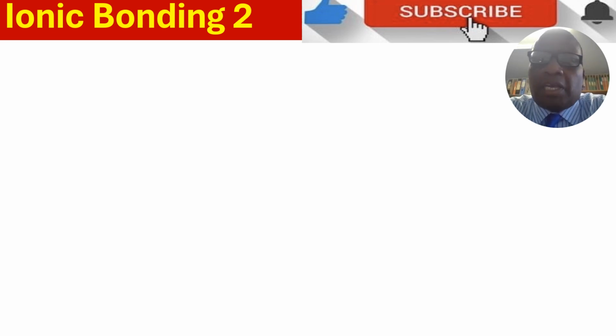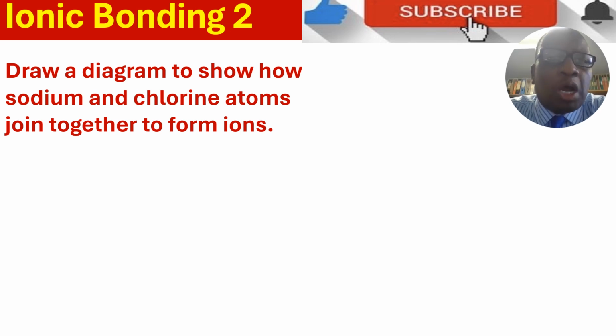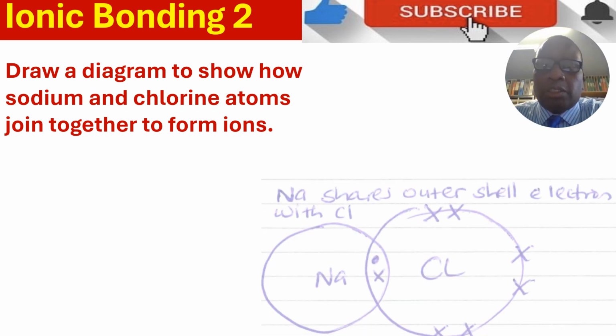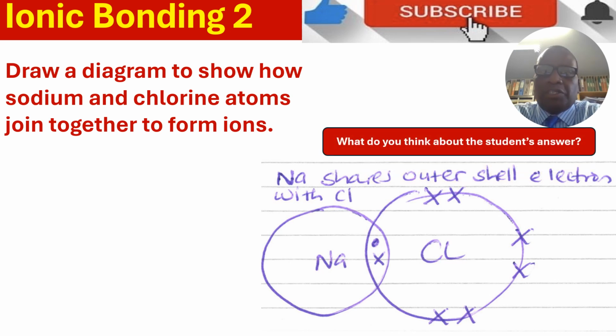Welcome to Campus. One of my students struggled with this question here. Draw a diagram to show how sodium and chlorine atoms join together to form ions. Well, their response was "sodium shares outer shell electron with chlorine." What do you think about the student's answer? Pause and think about that diagram.